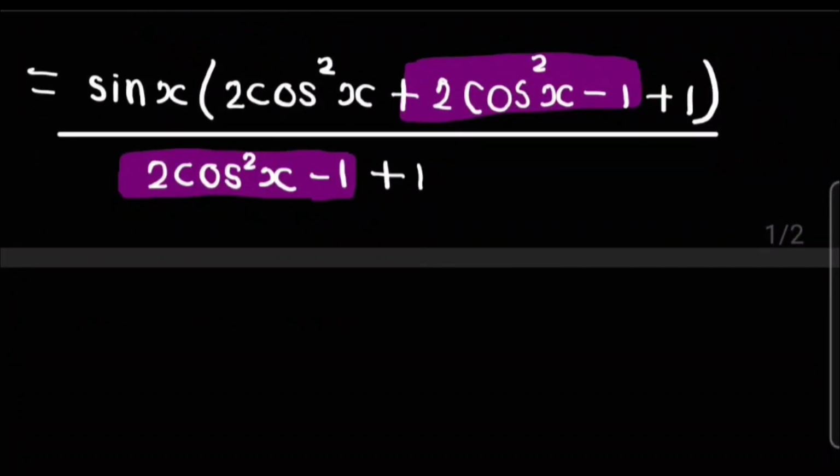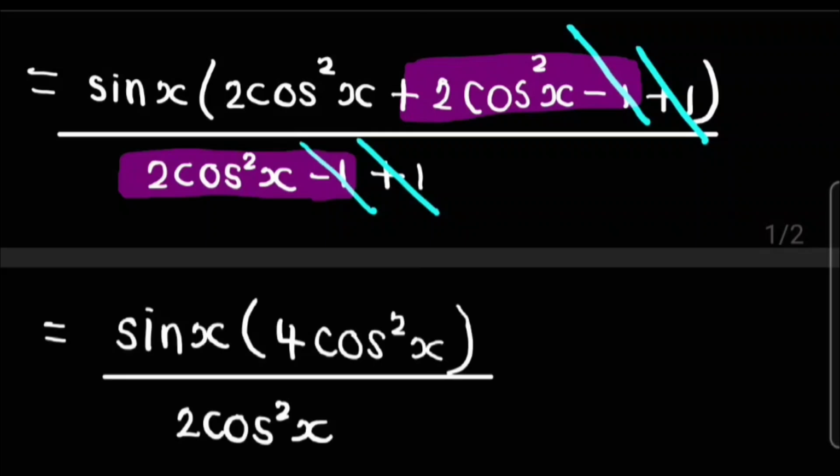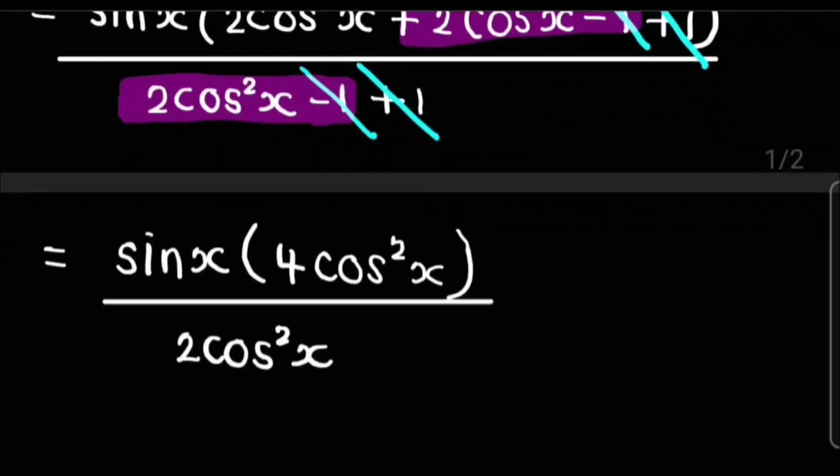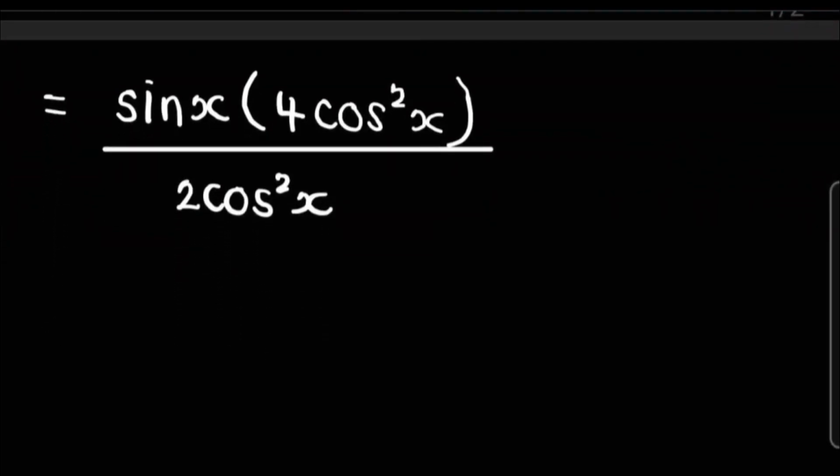Now what you notice is that your 2 cos squared x plus 2 cos squared x, those are like terms. They're going to add and give us 4 cos squared x. But here we have a minus 1 and then a plus 1. They cancel out. The same thing happens at the bottom where we have minus 1 and plus 1. They cancel out. Now this is what we are left with once we simplify.